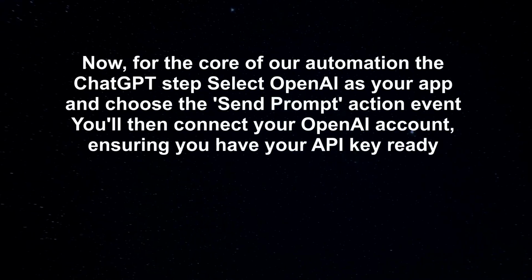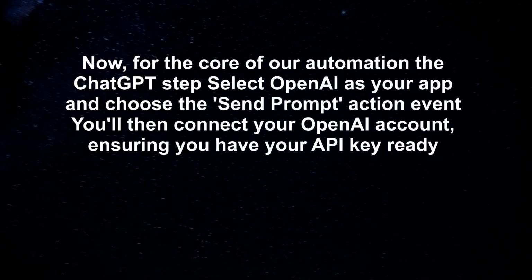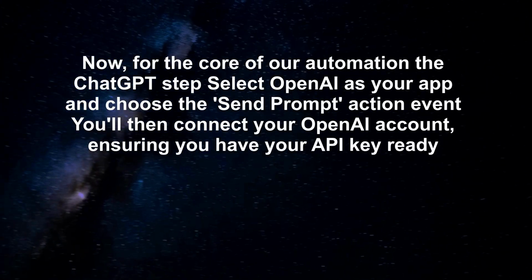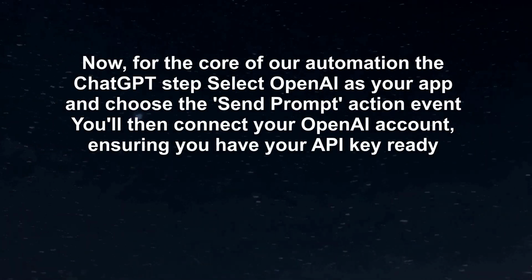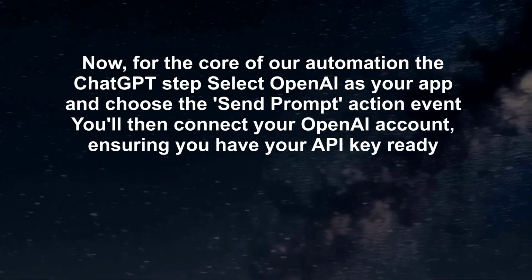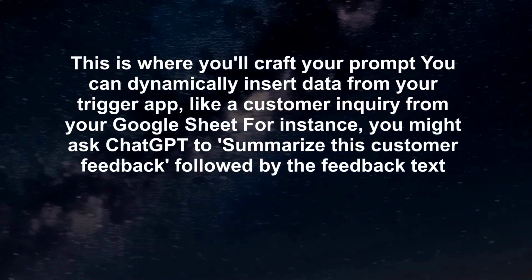Now, for the core of our automation, the ChatGPT step. Select OpenAI as your app and choose the Send Prompt action event. You'll then connect your OpenAI account, ensuring you have your API key ready. This is where you'll craft your prompt.